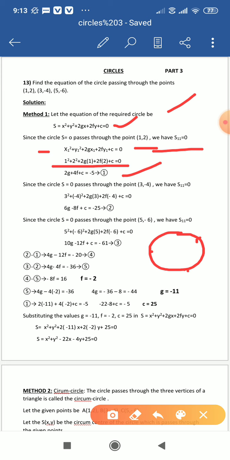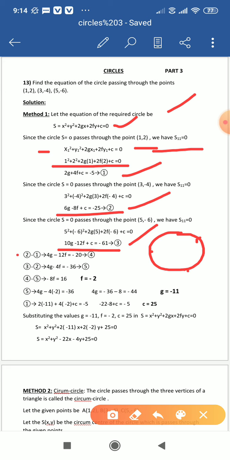For the second and third points also, we have the equations in terms of g, f, c. Let the equations be 2 and 3. This is the second equation. This is the third equation. That means we have 3 equations 1, 2, 3 in terms of g, f, c. Here there are three unknowns g, f, c. We have three equations. Three unknowns, three equations. We solve these three equations by using subtraction and addition. We find the values of g, f, c.